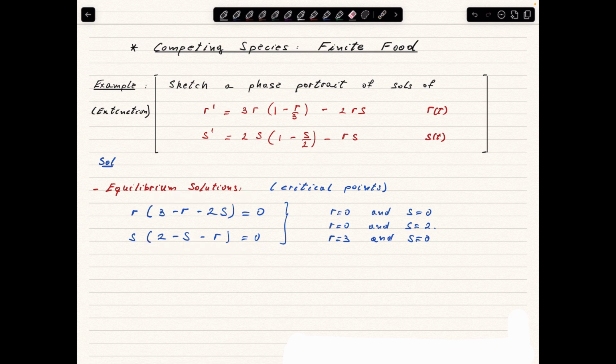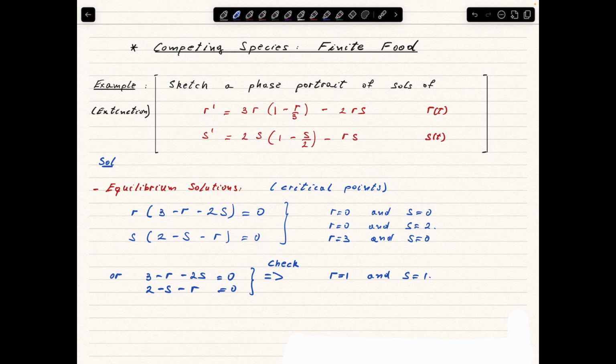Okay, let's write down these two equations. Or we have 3 minus r minus 2s is equal 0, and 2 minus s minus r equals 0. Okay, so if you do a little bit of algebra, you can check that the solution is r equal 1 and s equal 1. And it's easy to verify that this is the case. You put 1 and 1, you have 3 minus 3, 0. You put 1 and 1, 2 minus 2, 0. So this has to be the solution.